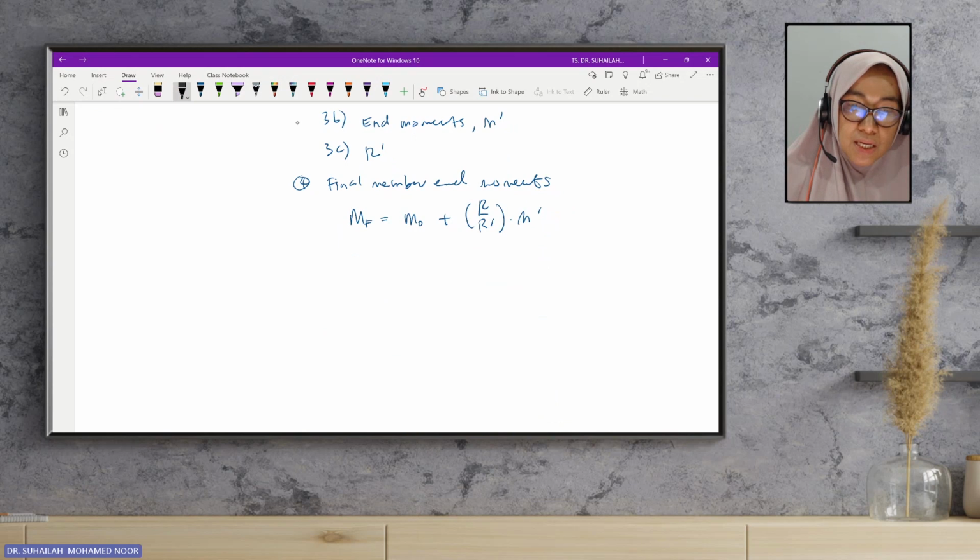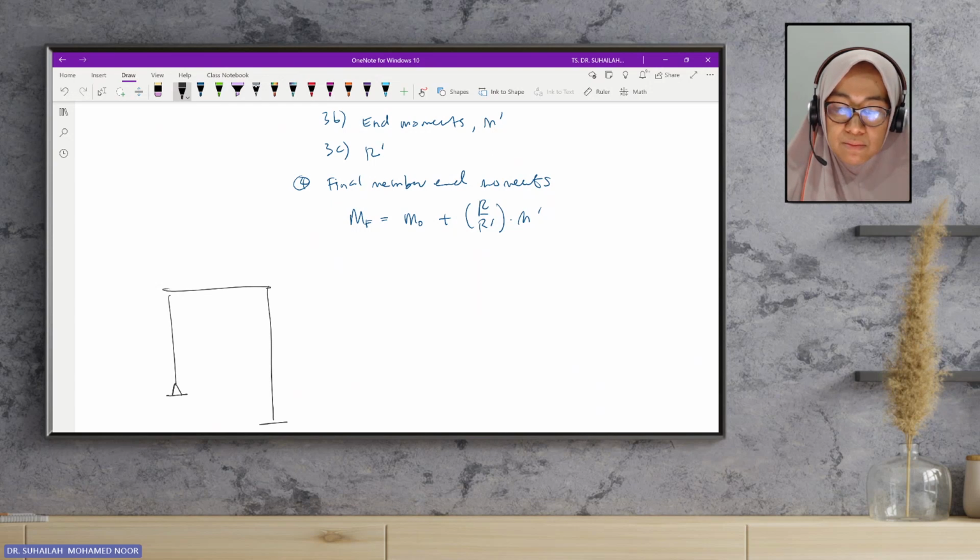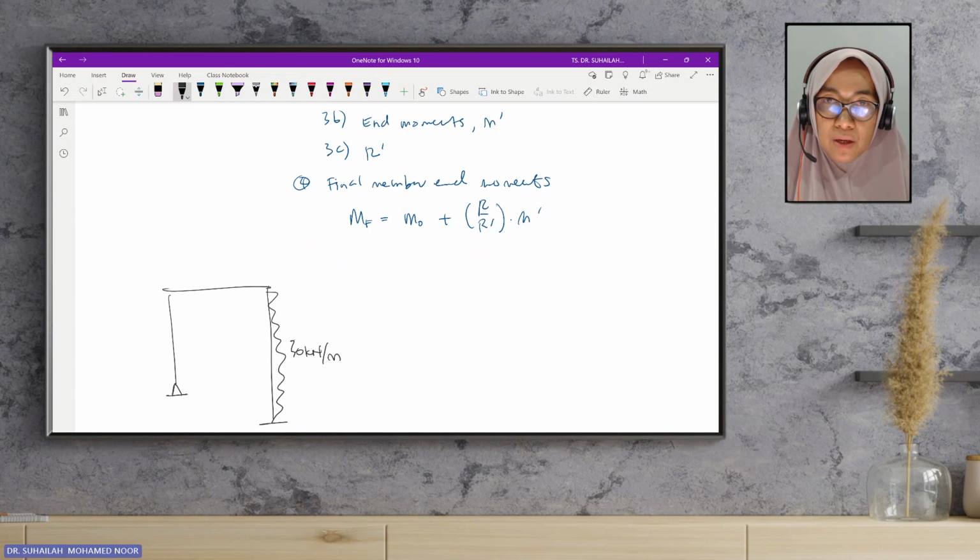It is based on this pin fix frame. We have here 30 kilonewton per meter. Looking at this, it is unsymmetrical, so we have to analyze this using the moment distribution method. 4 steps.